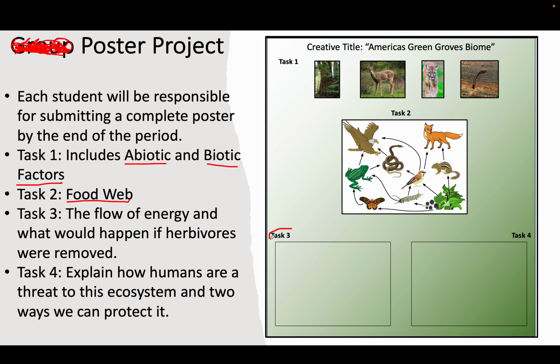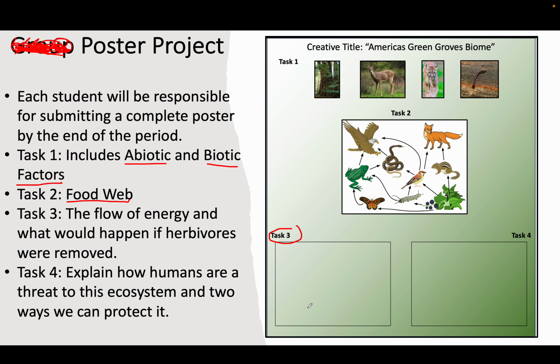So right here on task 3, you're going to describe the flow of energy. You can draw an energy pyramid right here. You can describe the 10% rule. You can describe 90% of energy being lost as heat. And then it also asks you in task 3 to detail what would happen if we removed one or some more herbivores. And that should be very easy to state considering that we just went over a biomass pyramid. I'm looking for these words that we went over in this lesson in task 3.